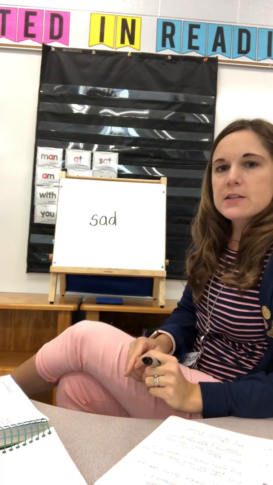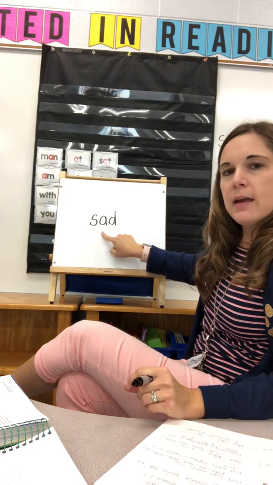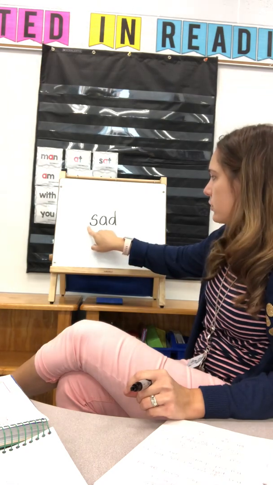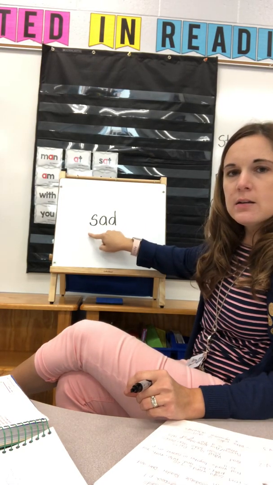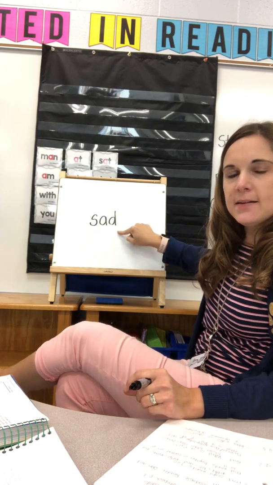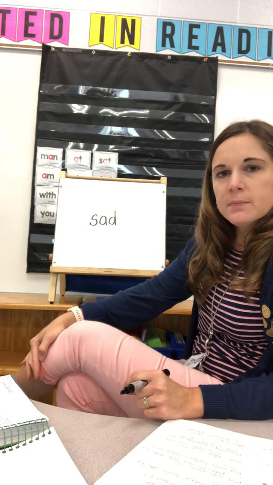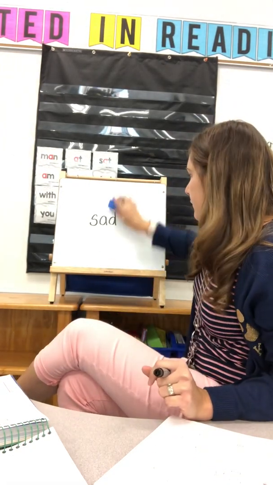All right, let's read our sounds. Read and blend. Sound, S, D. Now let's go a little faster. Sad. Sad. I was sad because it began to rain. Sad. Very good, boys and girls. All right, we have a few more.